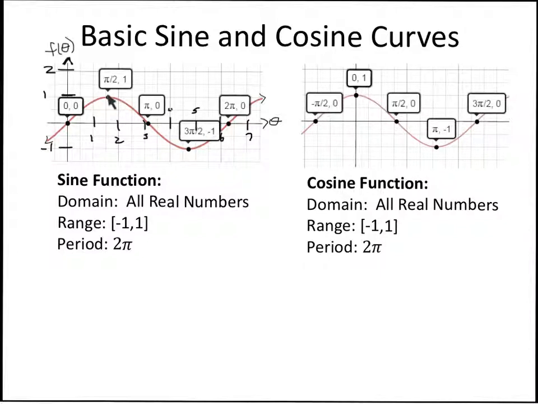So yes, this point here, pi over 2, happens at 0 on cosine. This point here at pi happens at pi over 2. So the curves look identical. The values are identical. It's just they're shifted 90 degrees on our theta axis. And remember, this is our theta axis, and this is our f of theta axis.